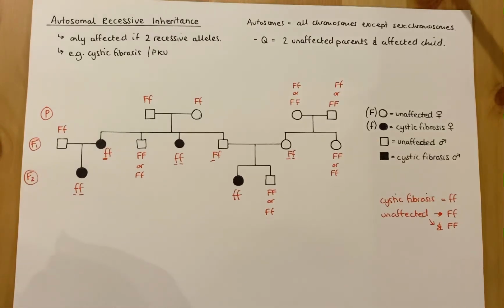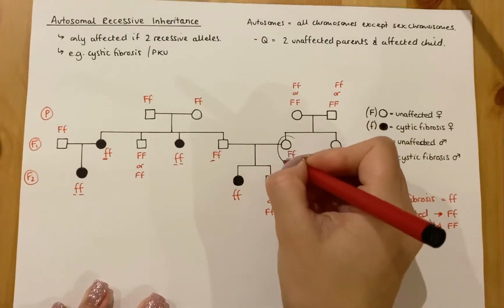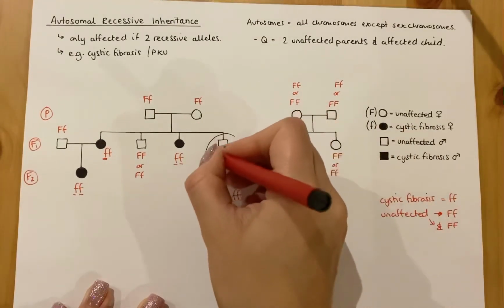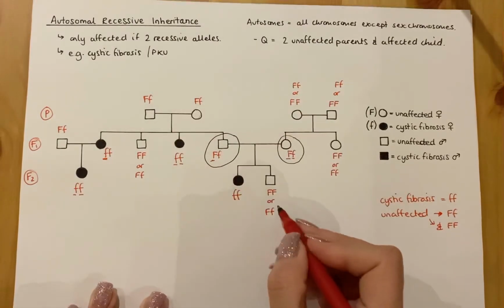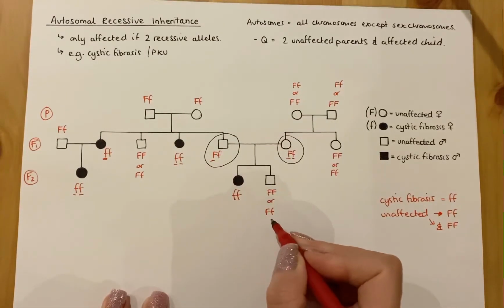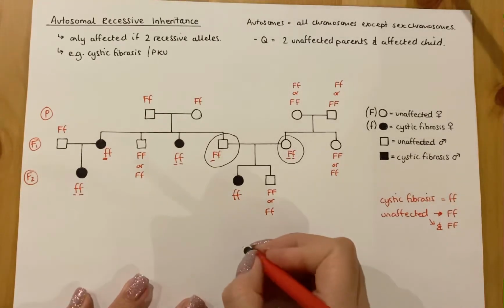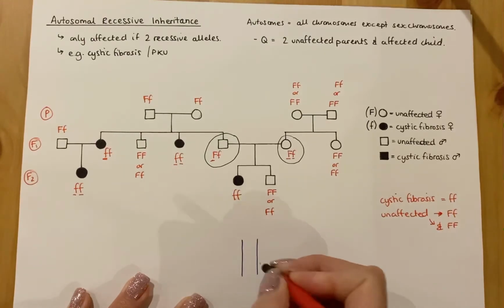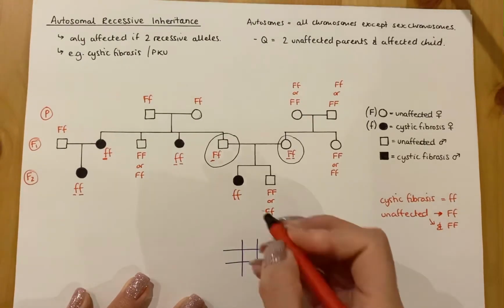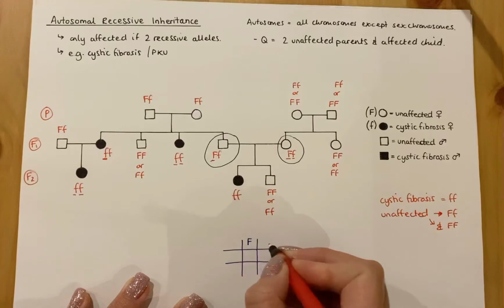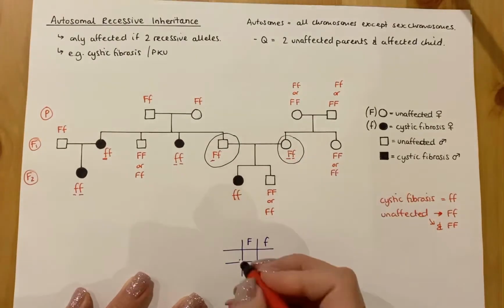Okay, now often in a question you might say that this parent and this parent decided to have another child. What would be the chances of this child being cystic fibrosis affected? So you would do a Punnett Square to calculate this. I'm going to put one parent on the top with their genotypes here, and then the other parent on the side.